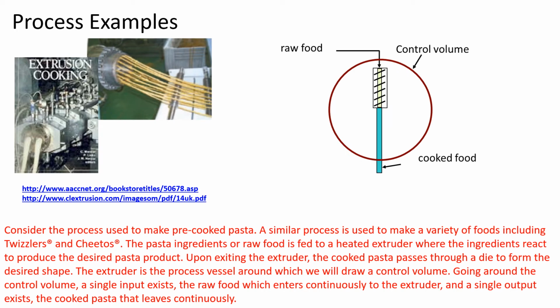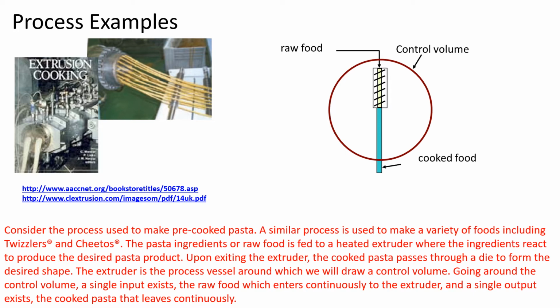Consider the process used to make pre-cooked pasta. A similar process is used to make a variety of foods, including Twizzlers and Cheetos. The pasta ingredients or raw food is fed to a heated extruder where the ingredients react to produce the desired pasta product. Upon exiting the extruder, the cooked pasta passes through a die to form the desired shape. The extruder is the process vessel around which we'll draw a control volume.